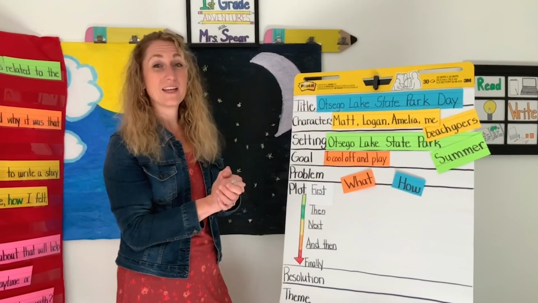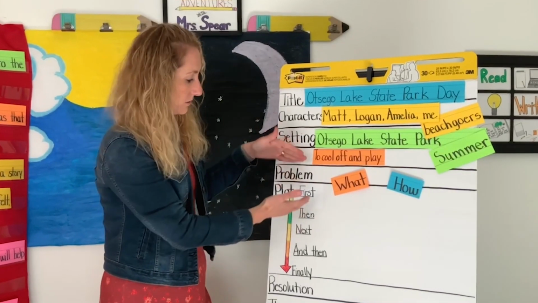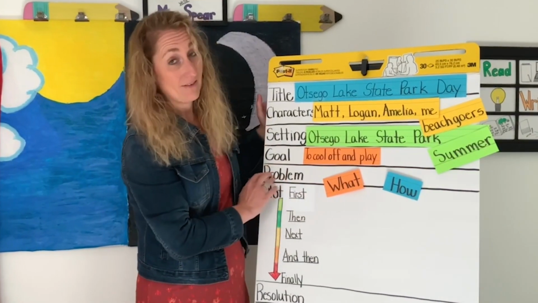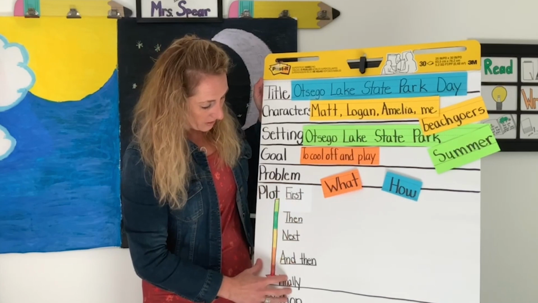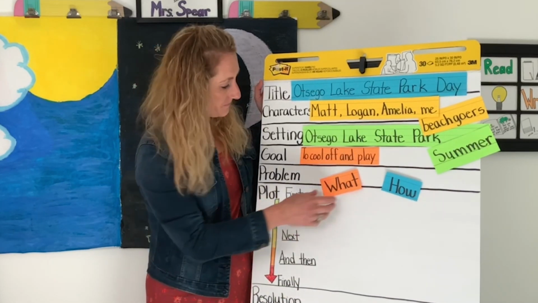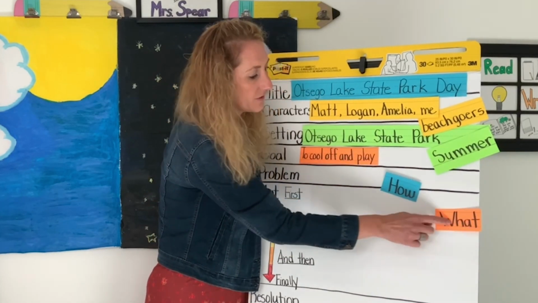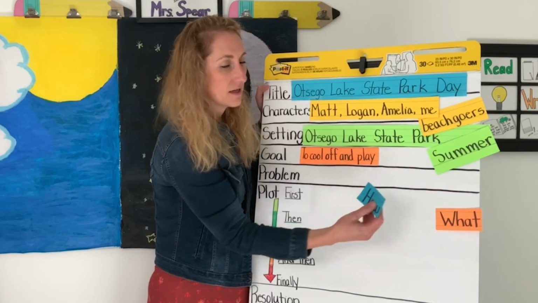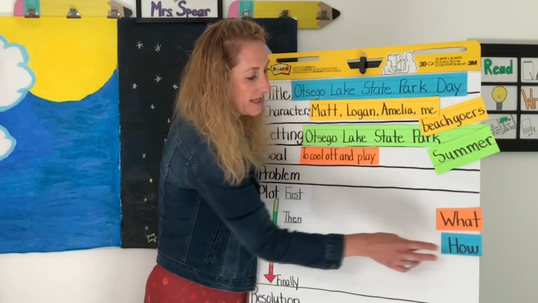The next part that we get into is where kind of the heart of the story is going to come in for us. I'm going to tell you now that we did have a problem that came up in our story, and then we're going to go into our plot. This is where all the action of the story is going to happen. So let's talk about the what. Can you read that word? What? Nice reading. And the how. Can you say how? That's our next part.